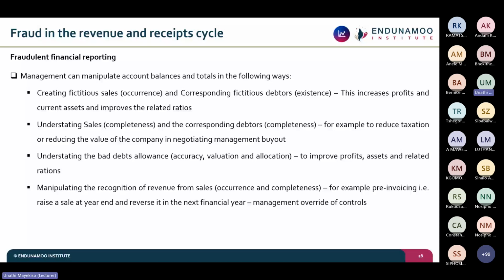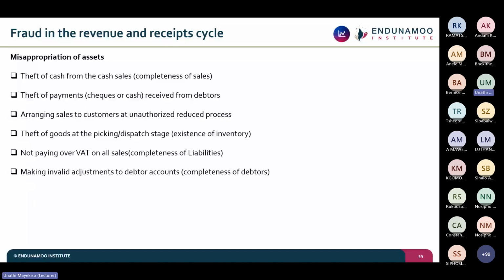Okay. Other forms of fraud are not necessarily manipulating financial statements. Other forms of fraud can be with misappropriation. So theft is a form of misappropriation. Arranging for customers to pay at unauthorized reduced prices, sorry, at unauthorized reduced prices.